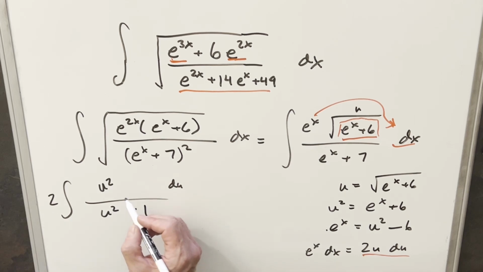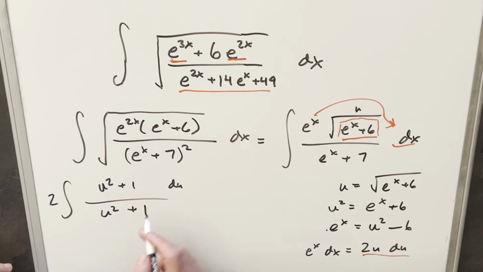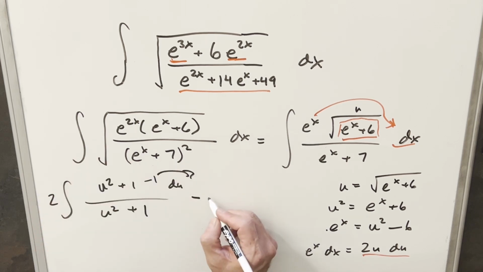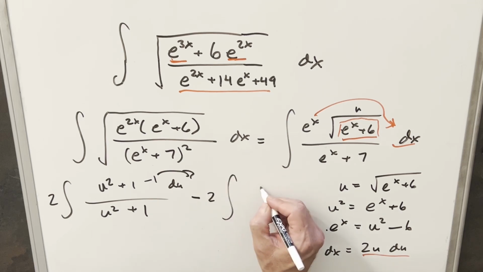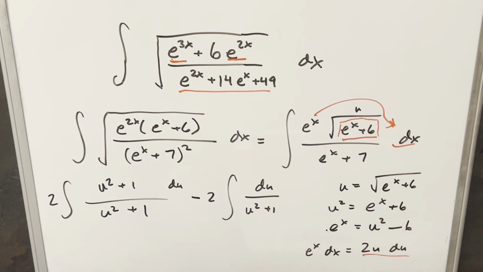I think what I'm going to do to finish this off is let's just add a 1 so that now this is 1. But I don't want to change it, so I'll subtract 1. And then let's take this minus 1 and split this off into a separate integral. So we're going to have to distribute in our 2. So I'm going to write this as a minus 2 in front, and I'm just going to write it as du over u squared plus 1. But then again, this is going to cancel the 1, and so I'm ready to integrate.